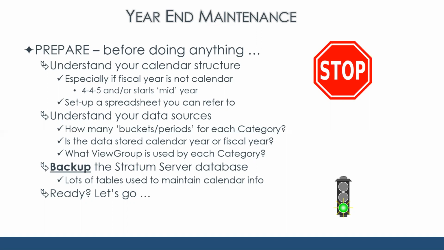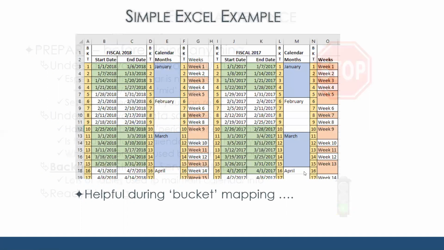So once you've done some pre-planning, one of the things I would also suggest is laying out your fiscal calendar in Excel or whatever you want to use. It makes it so helpful when you get to what we call the bucket mapping stage. Being able to identify what makes up a week, what makes up a month, what makes up a fiscal month or a fiscal period. It's really easy when you've got this information in front of you to key that into those maintenance screens.